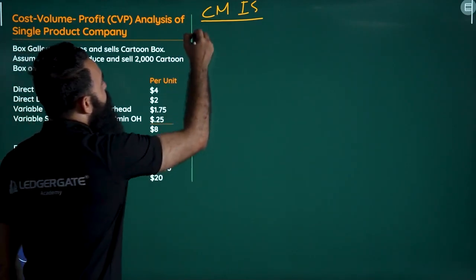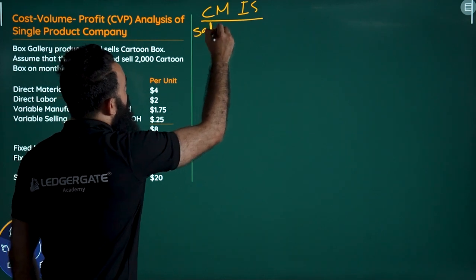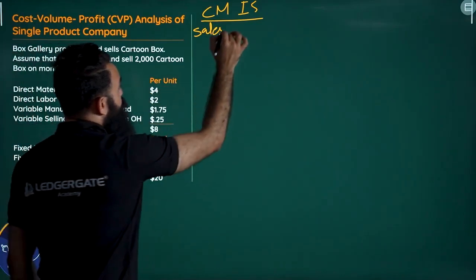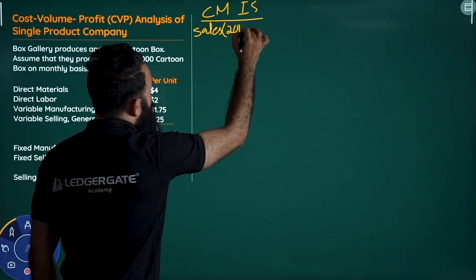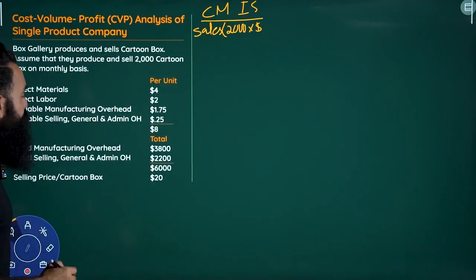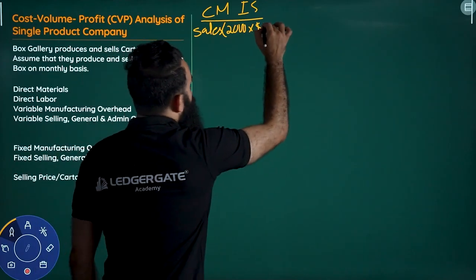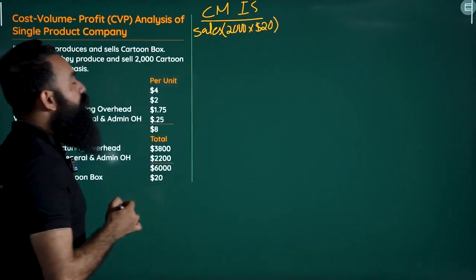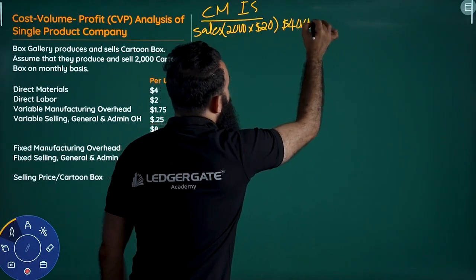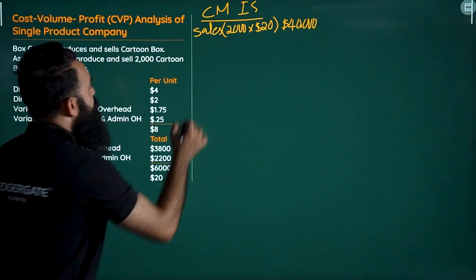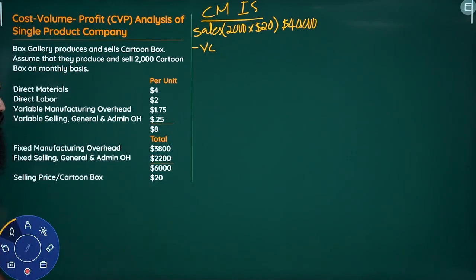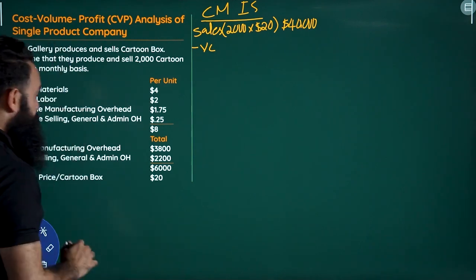So anyhow, we are going to prepare the contribution margin income statement. In any income statement, we'll start with sales, right? How many units are we going to sell here? That is 2000 units, right? 2000 into selling price, which would be $20 each. 2000 into $20, how much would it be? It would be $40,000, right? From this sales, we'll deduct variable cost first because this is a contribution margin income statement.